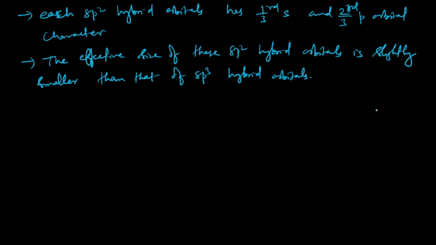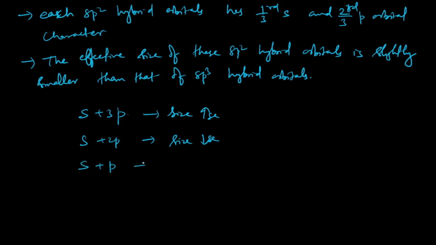Why is it slightly smaller? See here in sp3, 1s and 3p were there, correct? So if 1s and 3p, obviously the size will be large. If it is 1s and 2p, your size will decrease, right? Again, if you are taking 1s and 1p, again size will decrease. So according to size, if you want to arrange, sp3 has the bigger size, then sp2, and then sp. Always it will follow like this, correct? So sp3, sp2, and sp.